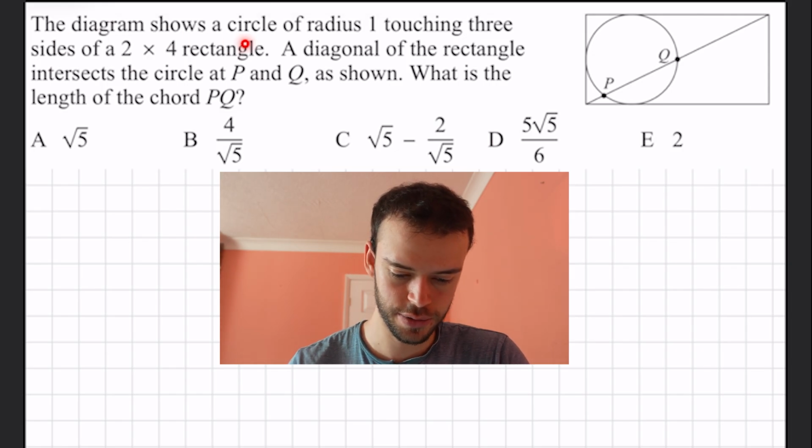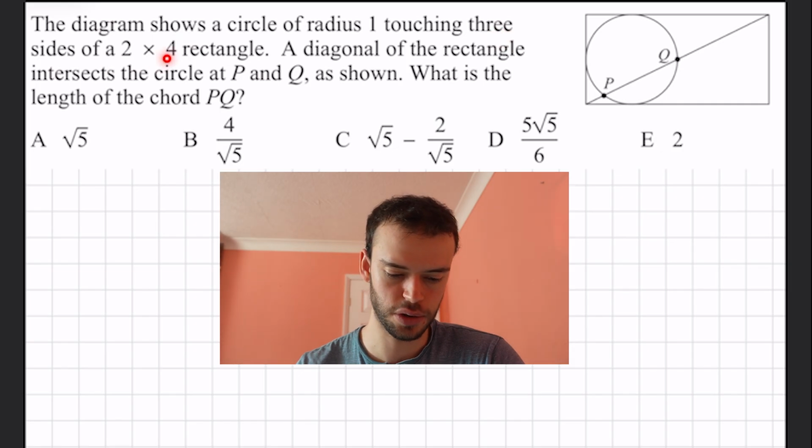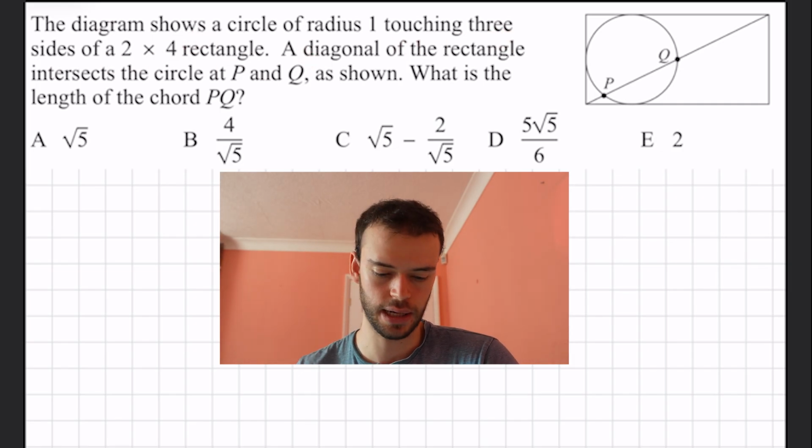Okay, so the diagram shows a circle of radius 1 touching three sides of a 2x4 rectangle. A diagonal of the rectangle intersects the circle at P and Q as shown. What is the length of the chord PQ?